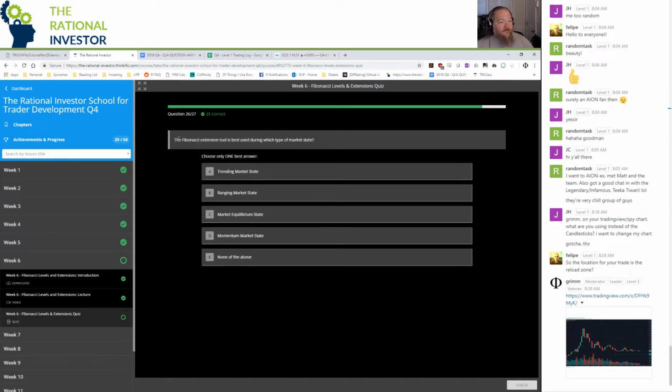So the Fibonacci extension tool is best used during what type of market state? When we're looking at extensions, we're looking at how far this trend will continue. It's a trending market state tool. And the Fibonacci extension level of 161.8 is known as what? And that is the golden ratio.